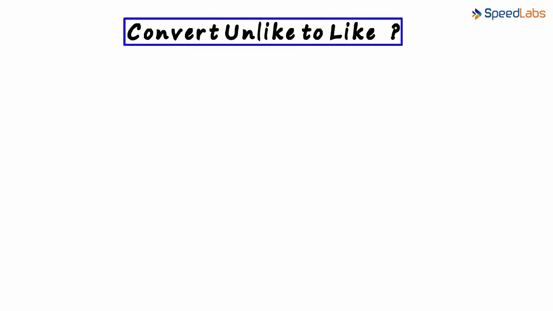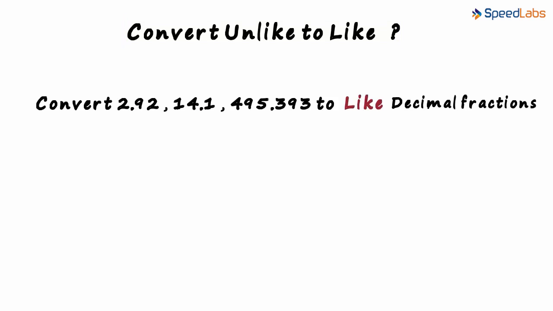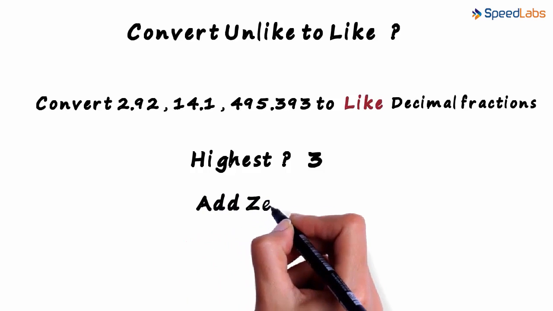Now look at this question. We have to convert these three decimal fractions into like decimal fractions. As the number of digits after the decimal point are not the same, we can say they are unlike. To convert them into like decimal fractions, the first thing we need to do is find the decimal fraction which has the highest number of digits after the decimal point. It's this one, as it has 3 digits after the decimal point, and the other two have 2 and 1 respectively. Now all we really need to do is make sure that we have 3 digits after the decimal point of each number. And to do that, we just add zeros at the end of the number.